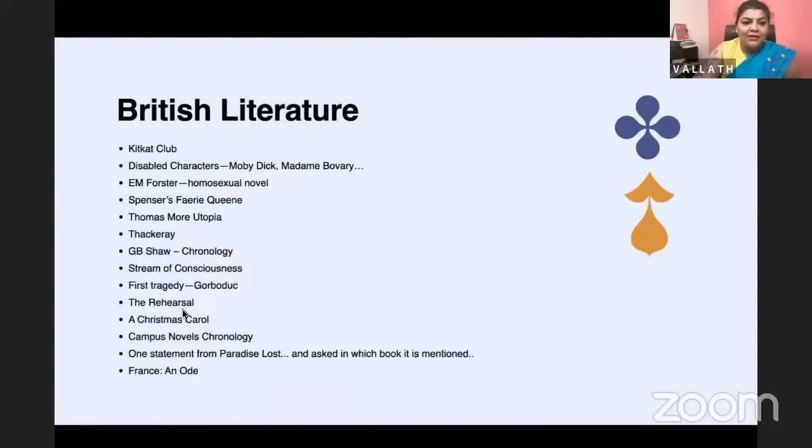Yeah. So moving on, we have the Kit Kat Club. Many students were telling me I had a funny code for Kit Kat Club. A boy and a wall.